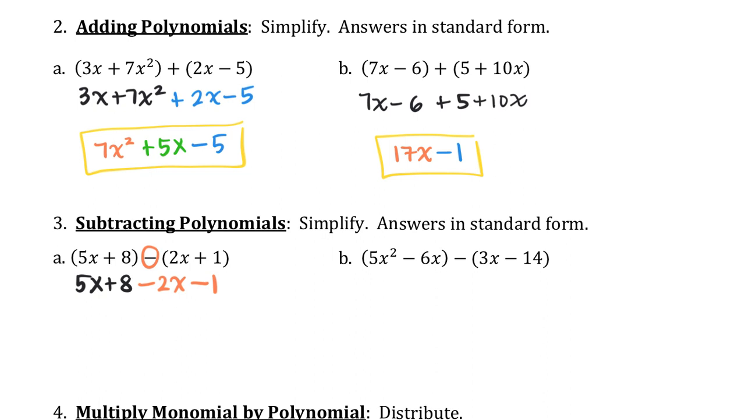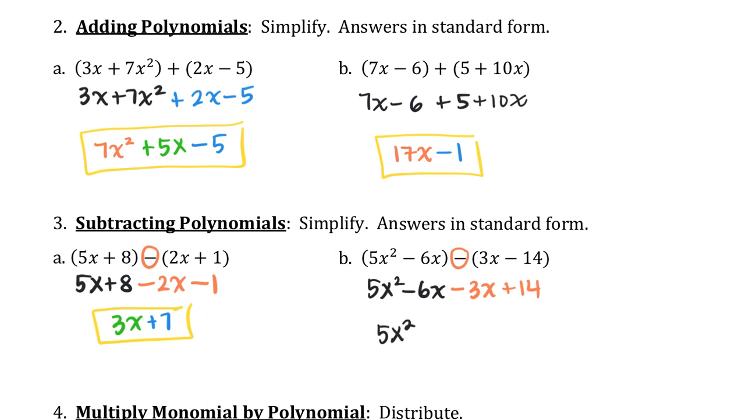5x minus 2x is 3x. 8 minus 1 is positive 7. Let's look at the next one. 5x to the second minus 6x. Now I'm subtracting. So I'm going to subtract 3x, and then I am subtracting negative 14, which means I am plussing 14. So watch your signs when you subtract. Standard form, 5x to the second minus 6 minus 9x plus 14.